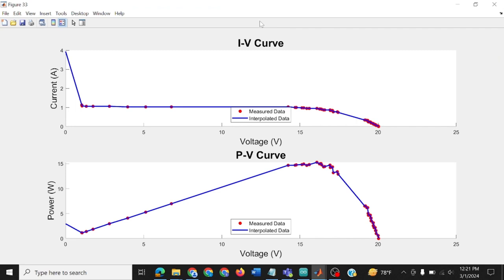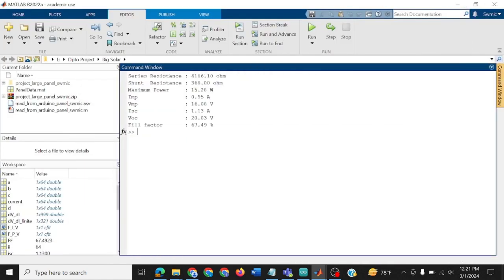Now coming to the result section, we find that the IV curve matches what we have seen in our theoretical study. The IV curve matches, and also the PV curve matches. Now going to the maximum power point section, after post processing, we find the series resistance, shunt resistance, maximum power, ISC, VOC, and fill factor. The datasets are close to what we find in our PV module dataset that we received from WEIGHT.